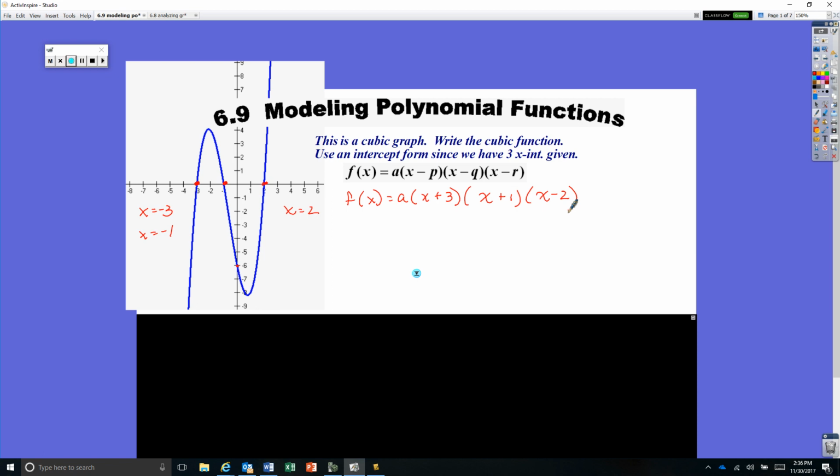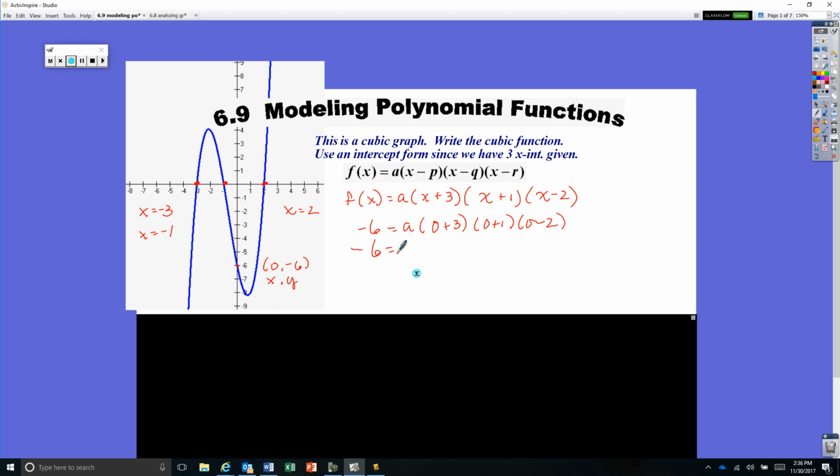Then you're going to pick a point on your graph, and I would suggest you always pick the y-intercept. And in this case, my y-intercept is 0, negative 6. So this is x, comma y. So I'm going to put 0 in my x spot. So that's a times 0 plus 3 times 0 plus 1 times 0 minus 2. My y spot I put negative 6.